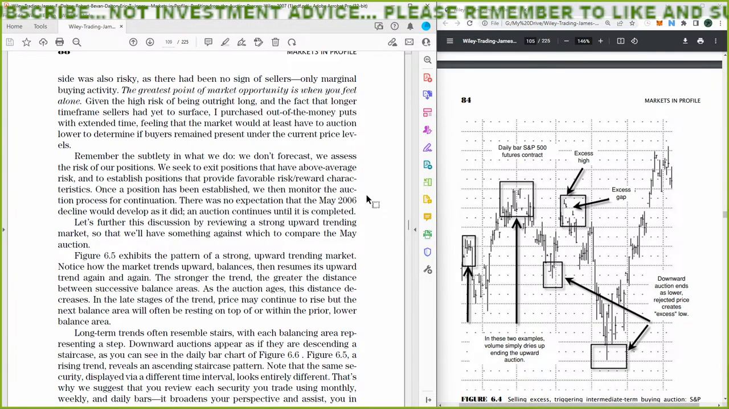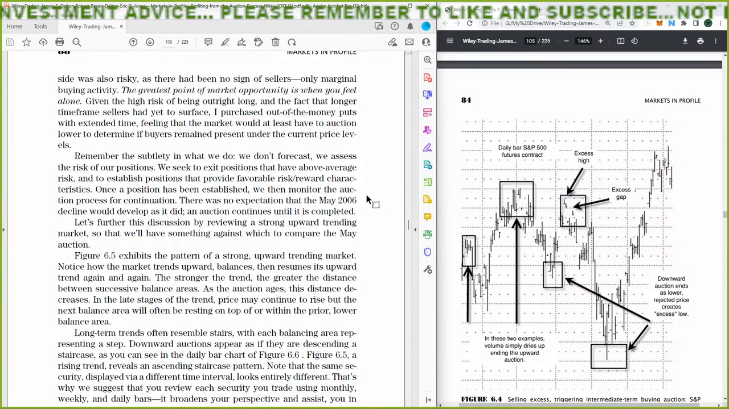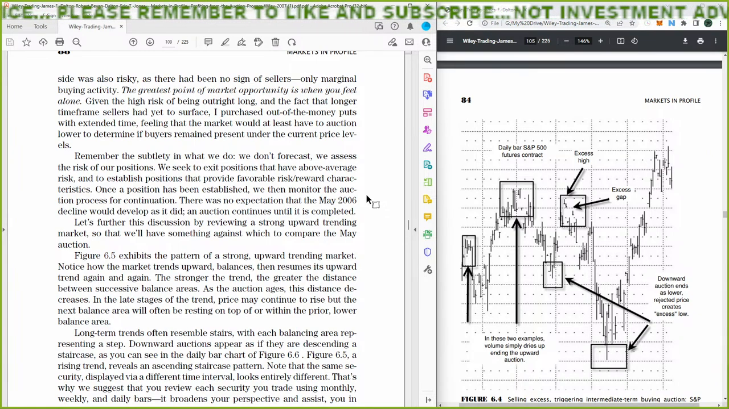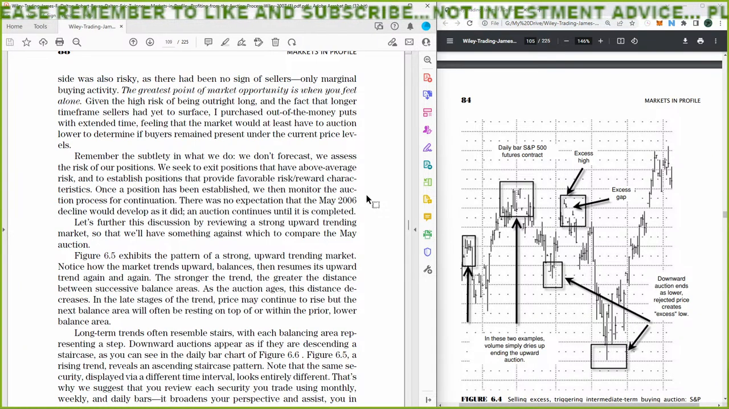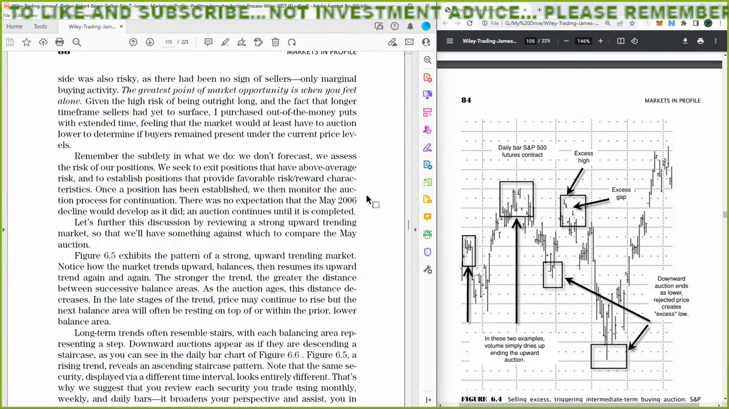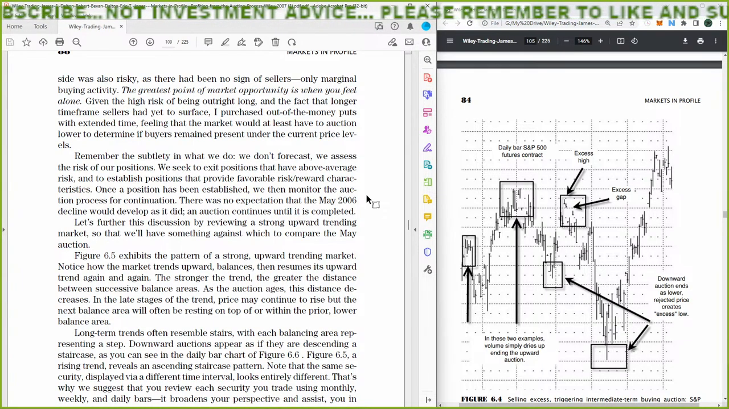The greatest point of market opportunity is when you feel alone. Given the high risk of being outright long and the fact that longer time frame sellers had yet to surface, I purchased out-of-the-money puts with extended time, feeling that the market would at least have to auction lower to determine if buyers remain present under current price levels.